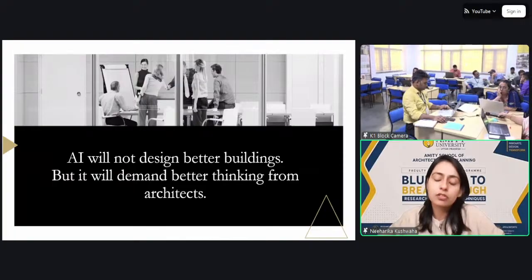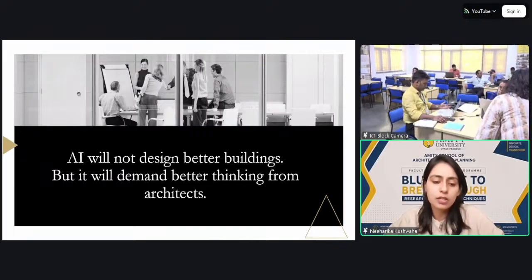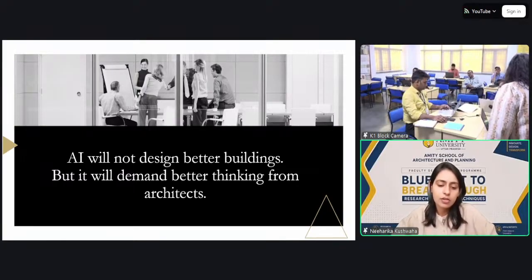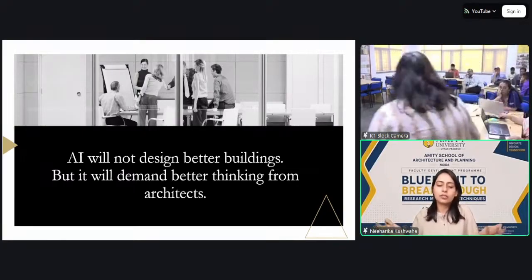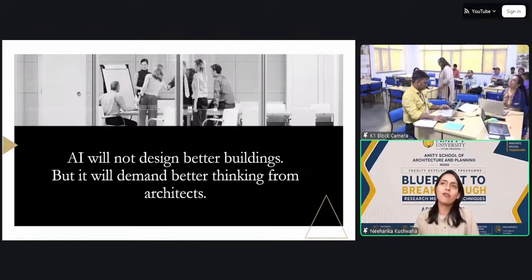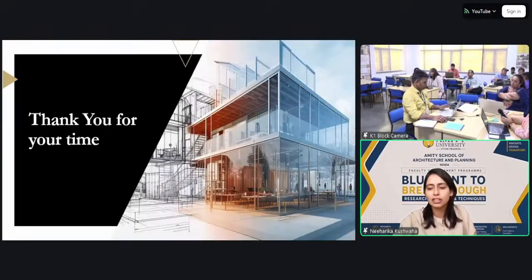The future researcher will need to combine your disciplinary depth, your ethical judgment, your computational literacy, and critical thinking while working with AI in architectural research. So technology will continuously keep evolving, and more so rapidly, but meaningful research will still depend on human interpretation and responsibility. And that's where I would end this FDP session. Thank you.